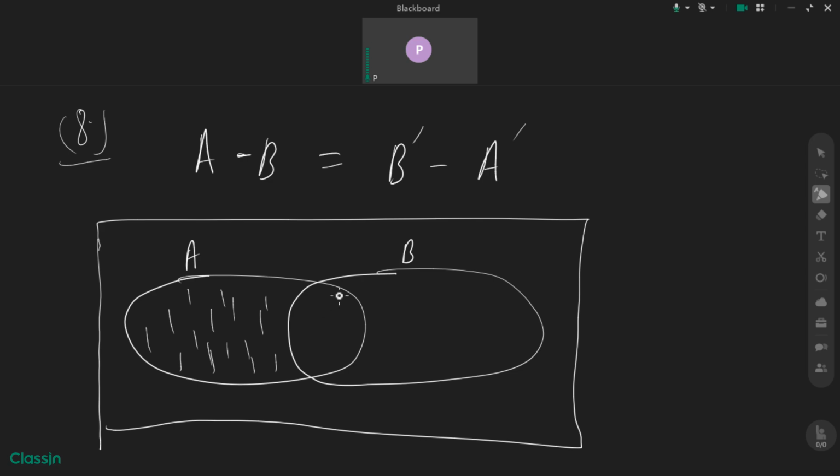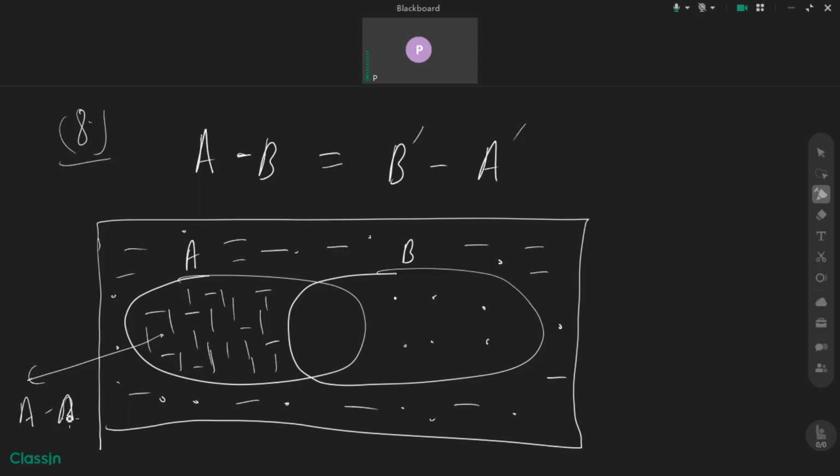On the right, I have B complement. B complement will be this region, and also this region. A complement will be this region. First, this region, let us represent it with dots. This will be A complement, and also the outside region will be A complement. Now we are saying A minus B. A minus B is this region. It's A minus B.